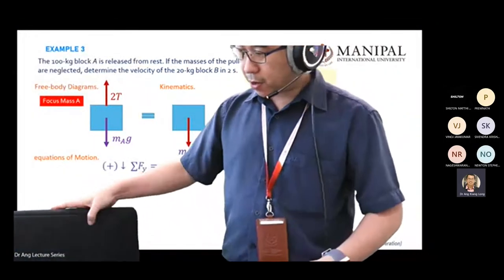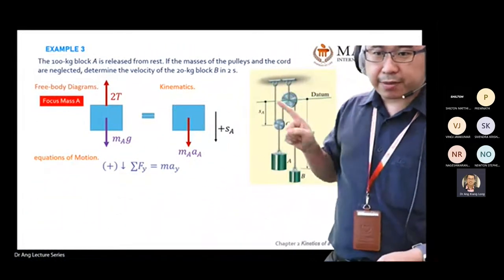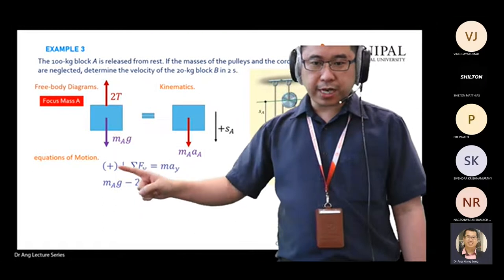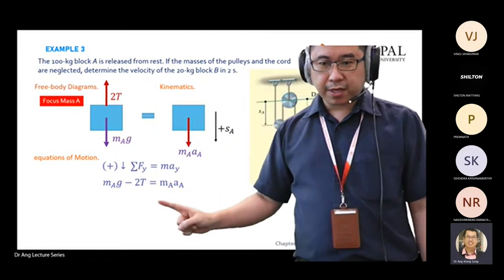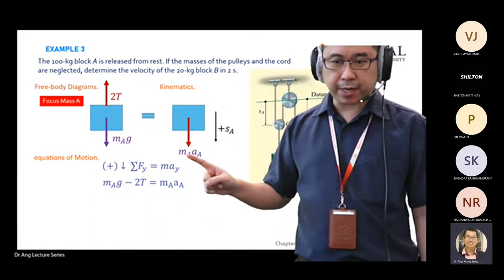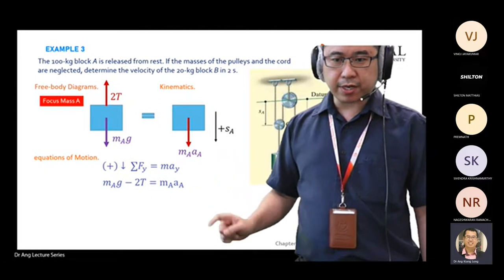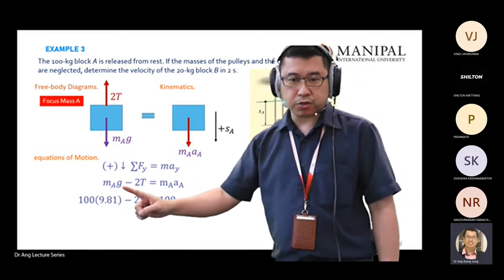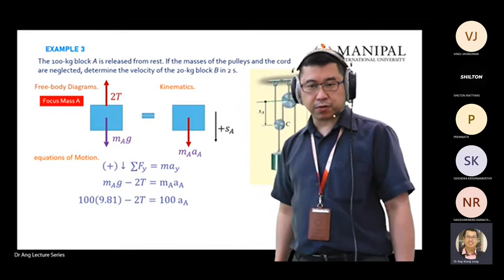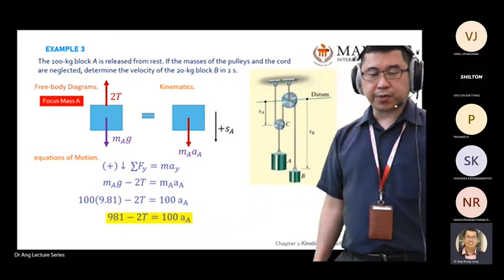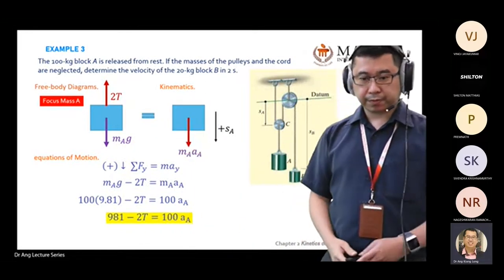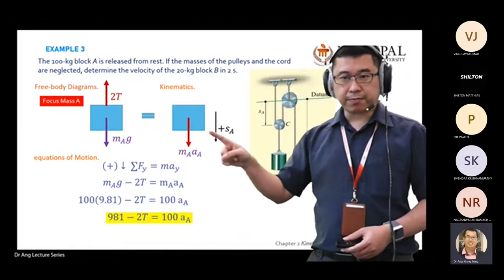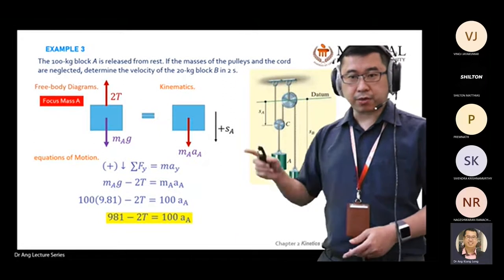Okay, so I assume all my directions are going down by following my datum direction. If you compare my free body diagram and kinematics: mg going down is positive, going up 2T is negative, equal to ma, because going down is positive. So my ma acceleration going down is positive. I put in the values. Mass for A is 100 kilogram. G is 9.81. And I have my first linear equation over here for object A. Right? So just now there was a typo error in my slides. I just flipped it over to match my SA datum direction and also my motion direction.